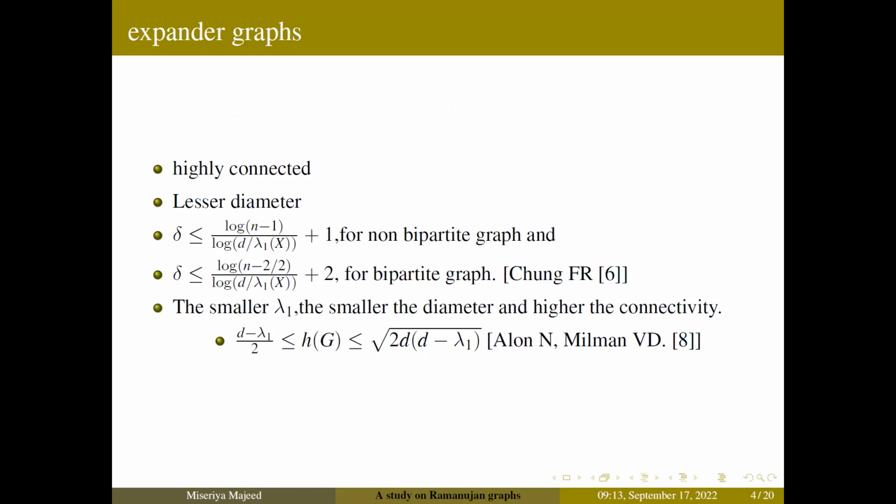Now, there are some properties of expander graphs. They are highly connected and they have small diameter. Chung's inequality shows that the diameter is related to the second largest eigenvalue. From these results, we can see that the smaller the second largest eigenvalue, the smaller the diameter and the higher the connectivity. The next is an inequality which connects the Cheeger constant and the second largest eigenvalue, that is (d minus lambda 1) by 2 less than or equal to h of G, where d is the degree, that is the regularity of the graph.